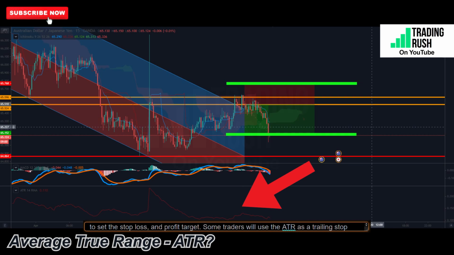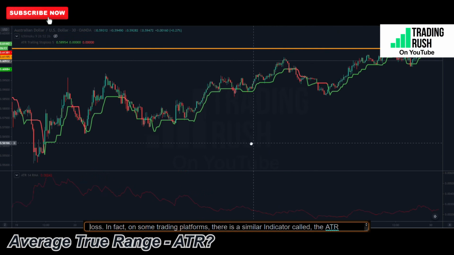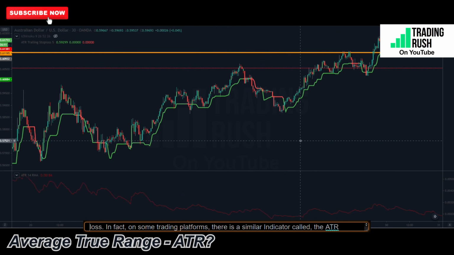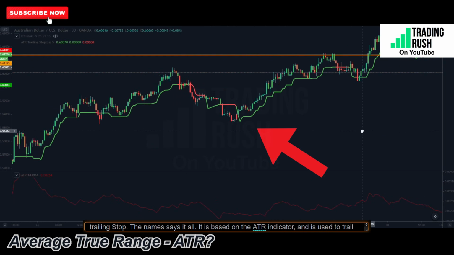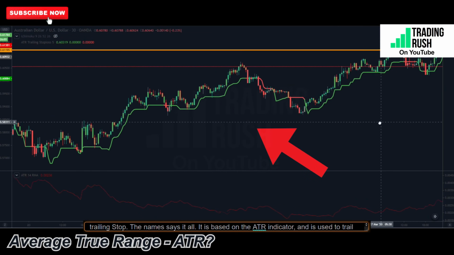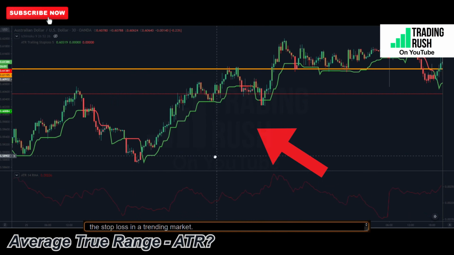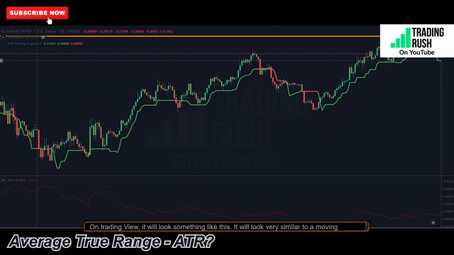Some traders will use the ATR as a trailing stop loss. In fact, on some trading platforms, there is a similar indicator called the ATR Trailing Stop. The name says it all. It is based on the ATR indicator and is used to trail the stop loss in a trending market. On TradingView, it will look something like this.